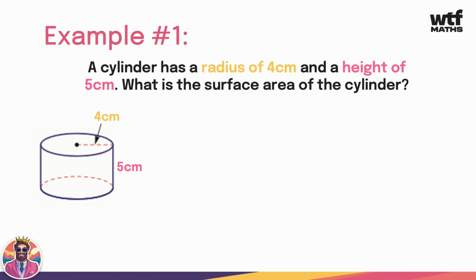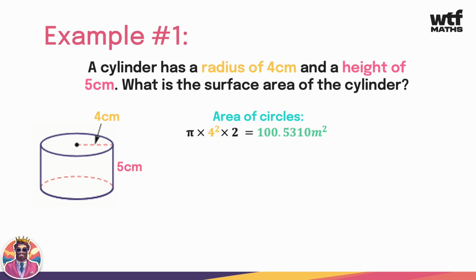Okay, let's look at an example. A cylinder has a radius of 4 centimeters and a height of 5 centimeters. What is the surface area of this cylinder? So the first thing I want to do is find the area of the circles. So the radius is 4. So pi times 4 squared times 2 will give me my answer for that.